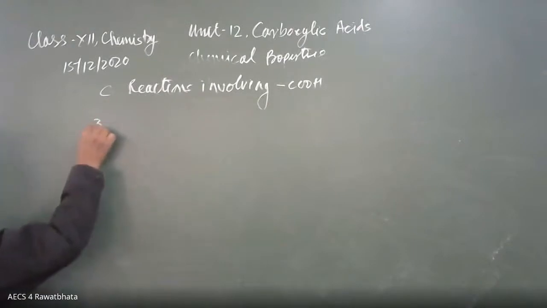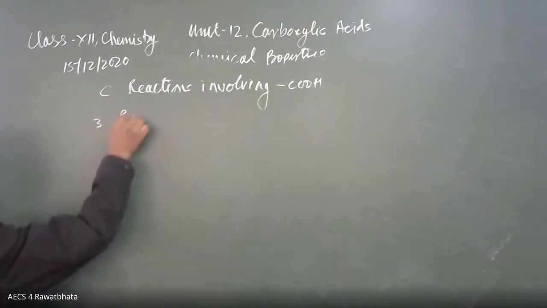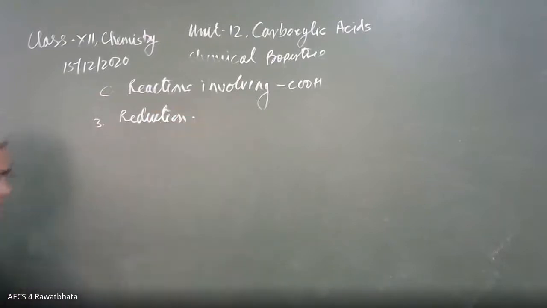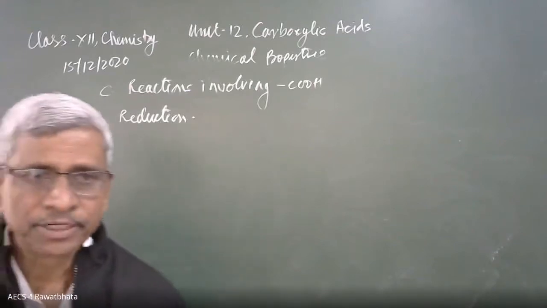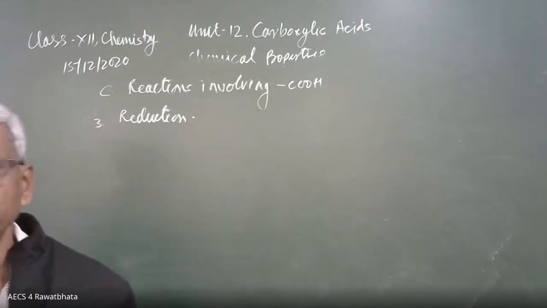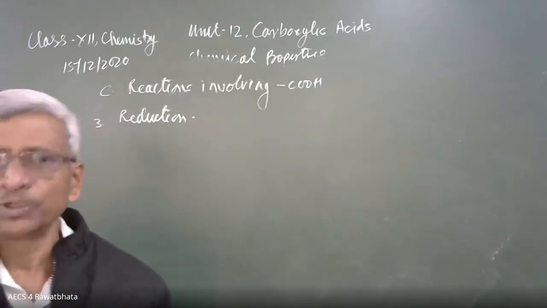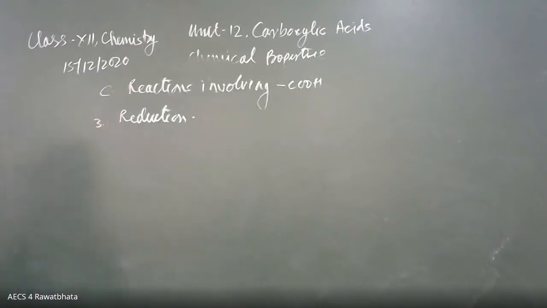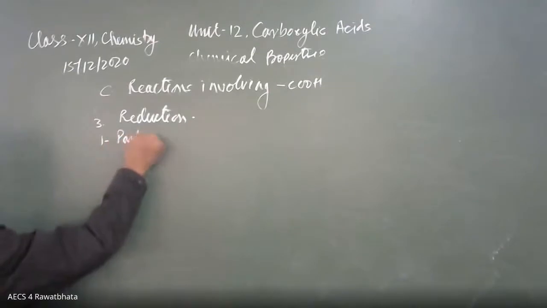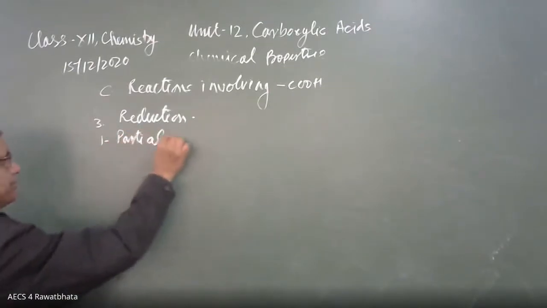One more reaction in the same: reduction. From the conversion point of view, this is important. Reduction is of two types. One is called partial reduction and the other is complete reduction. Two types of reduction. Here the first one is partial reduction.